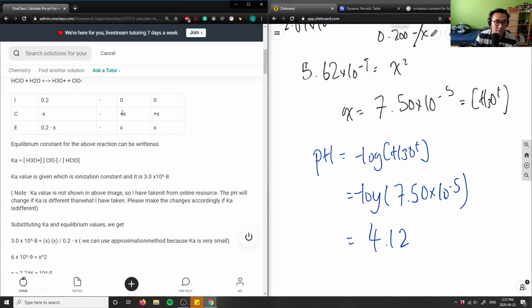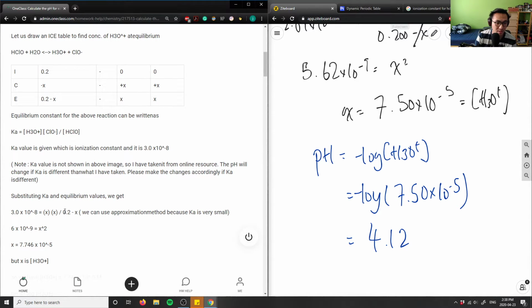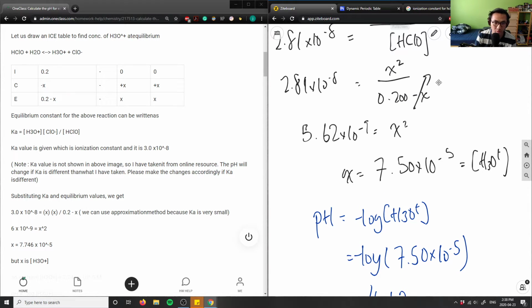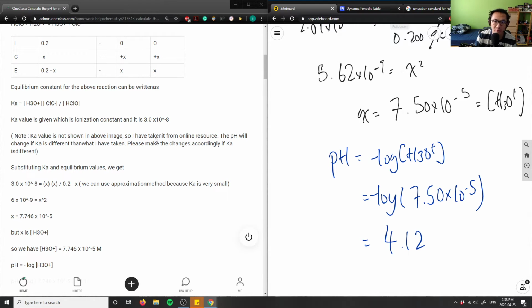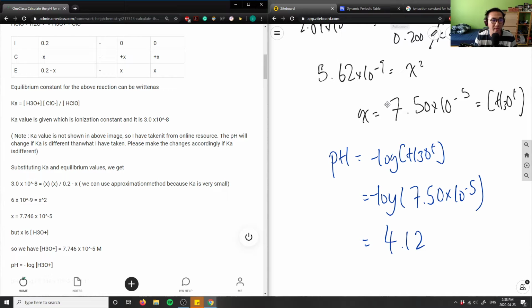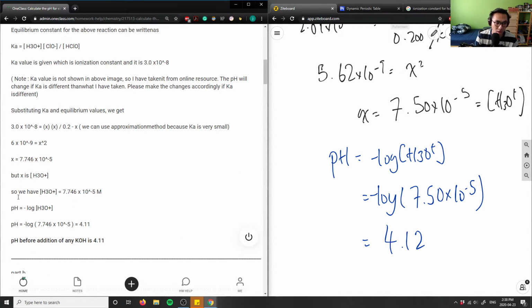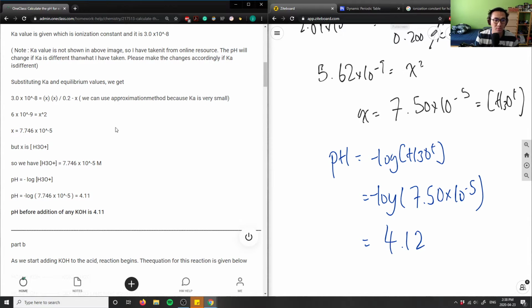They have the ice table here, x, and you have x squared. They use the approximation method because K is very small. I use the exact same thing when I cross out this minus x here. I'm square rooting both sides for basically 5.6 times 10 to the power of negative 9, which I get 7.746. 7.50 is probably the same thing here. And then I use the negative log of the concentration of hydronium ions to figure out the pH, which is 4.12. This solution here is correct, so part A is correct here.